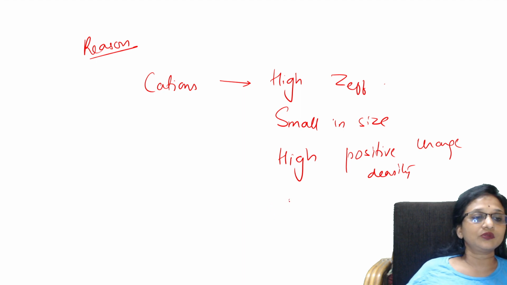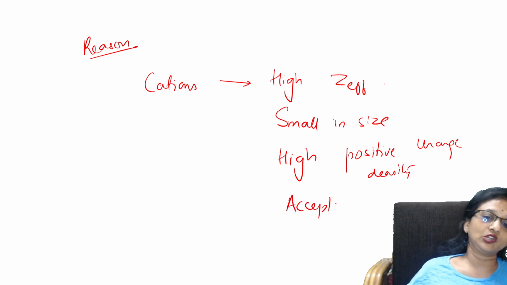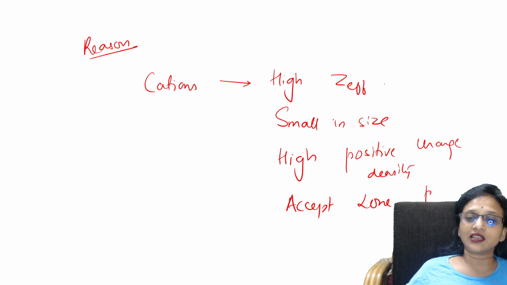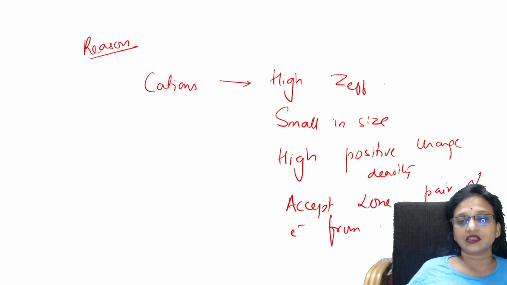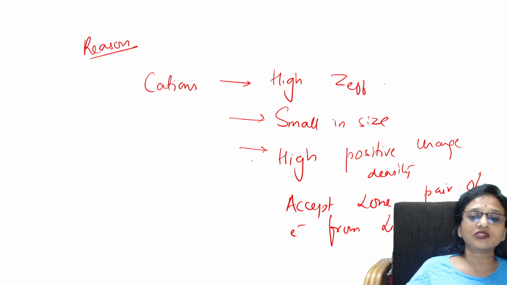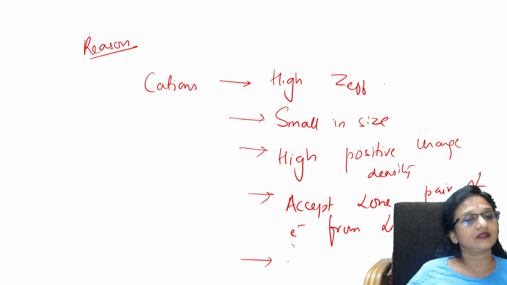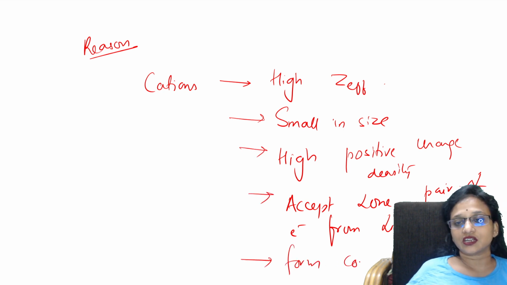So what will they do? They will accept lone pair of electrons. From where? From ligands. They're going to take electrons from the ligands. So when they are taking electrons from the ligands, what will happen? They form complexes. So that is the reason why D block elements are going to form complexes.